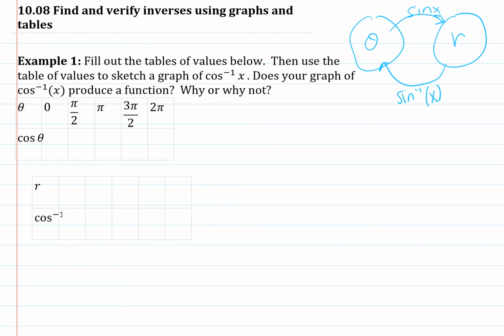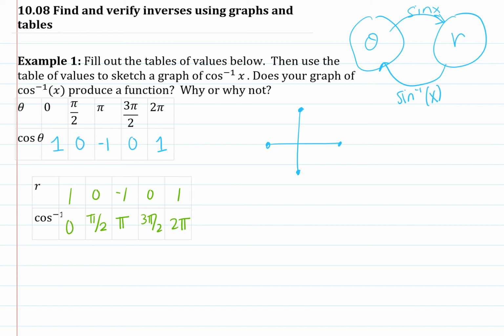Fill out the tables of values below, then use the table of values to sketch a graph of inverse cosine of x. So let's take a look. We remember that cosine is all the x values, so the cosine of 0 would be 1, cosine of pi over 2 would be 0, cosine of pi, it's the x value of the coordinate pair, and back at 1. So for the inverse function, we're going to switch the inputs and outputs. This time 1, 0, negative 1, 0, and 1 become the inputs of the x values that correspond to the same y values.